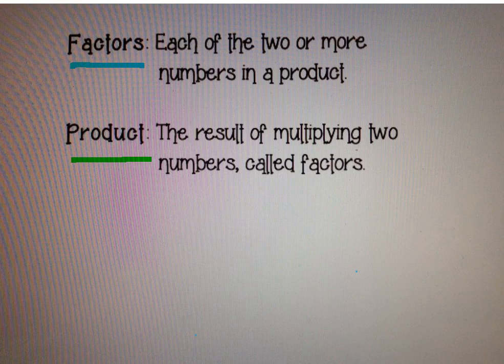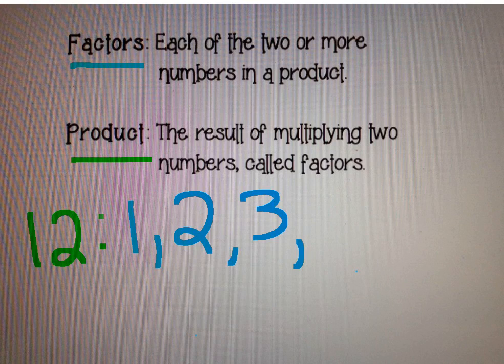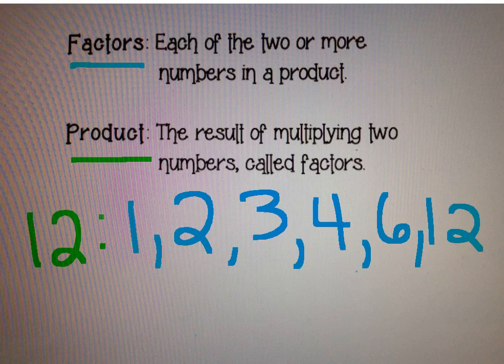So a factor is a number that goes nicely into another number without a remainder. So let's say we had the number 12 as our product. The factors of 12 would be 1, 2, 3, 4, 6, and 12. So these are all a list of the factors of 12.